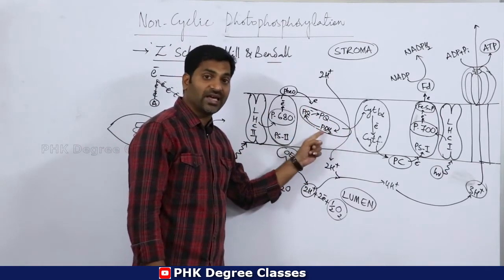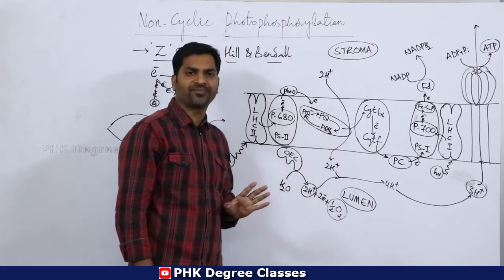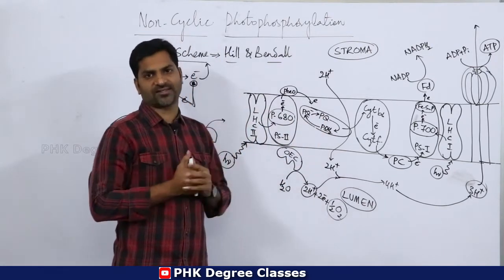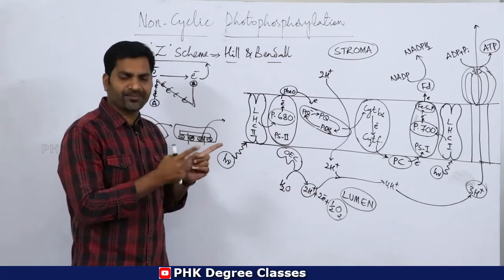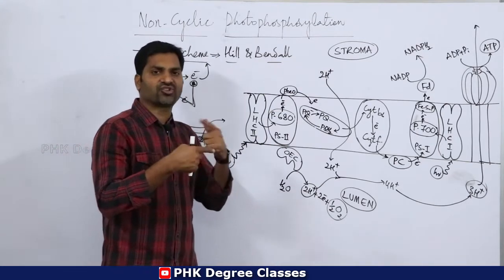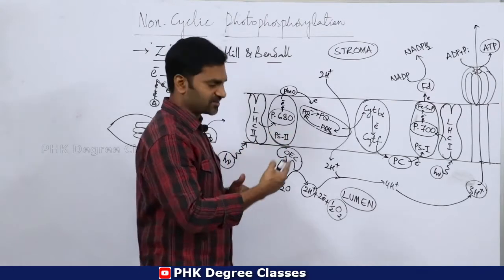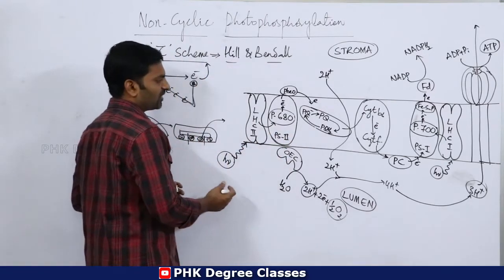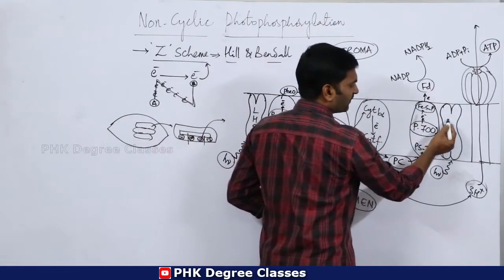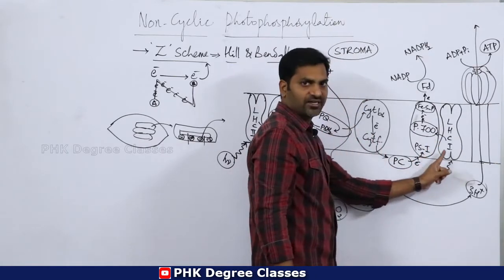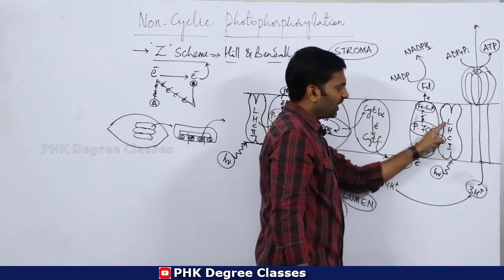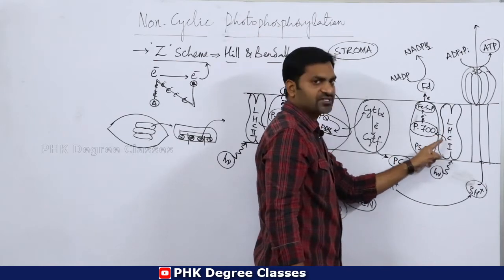This entire picture was drawn in my last session, and all the complexes involved in the transportation, which are inside the thylakoid membrane, were discussed in my last class. Today we are going to see how the electrons move and what the mechanism is. So come to the first one, that is light harvesting complex 1, LHC1.